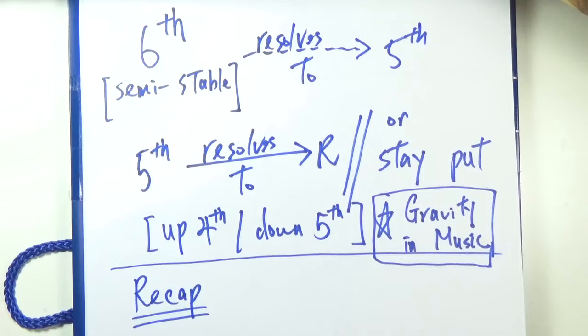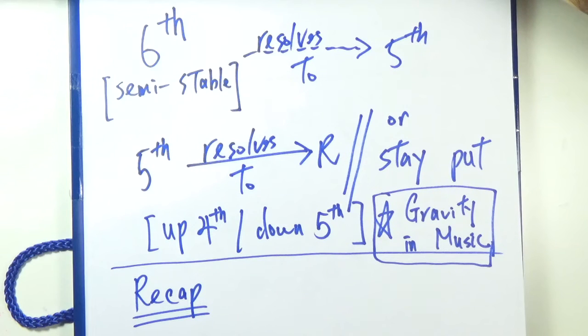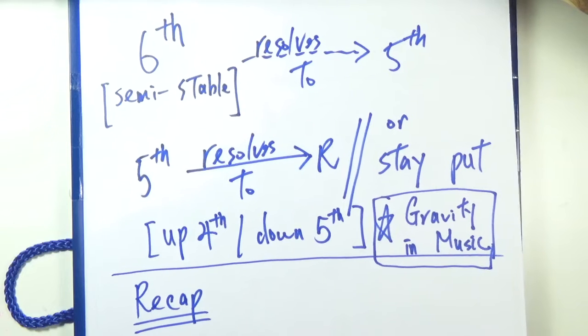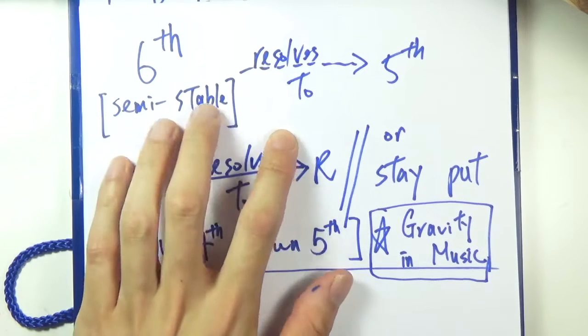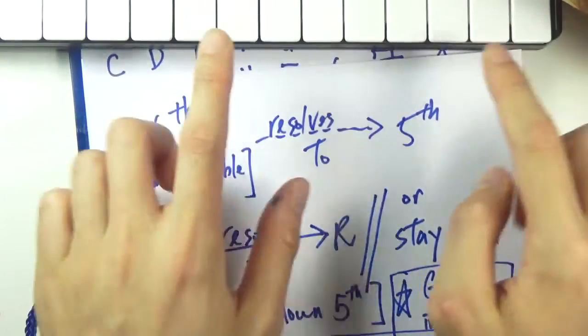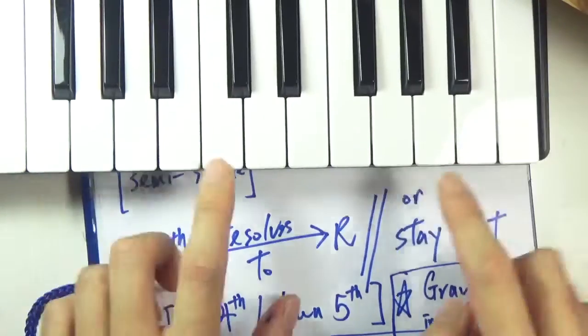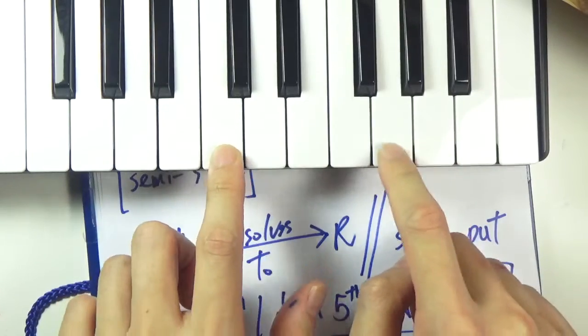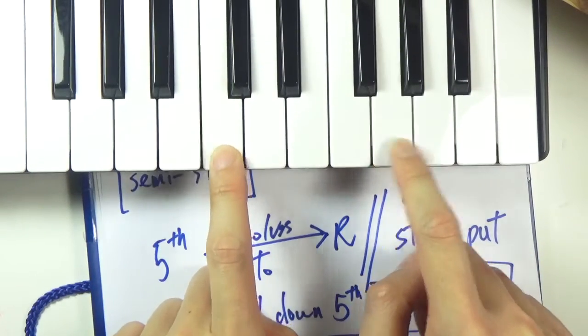The 6th is a semi-stable tone. You can imagine that this is a stable tone, but if we want to resolve that, we can also do it. Okay, it resolves to the 5th. Do, la, do, so. Okay, so root to 5th is really stable.